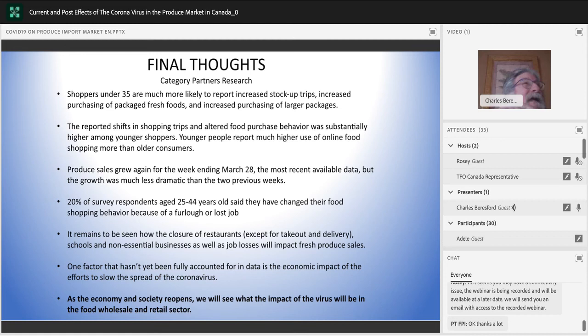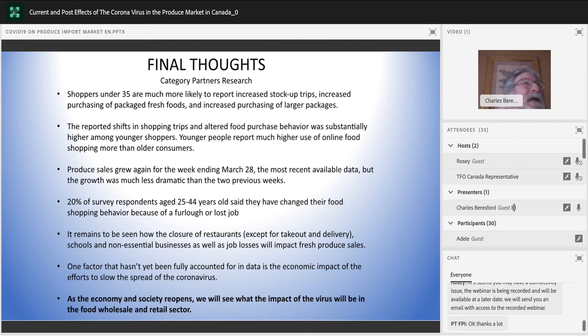Okay. Produce sales grew again at the end of March 28, according to the most recent available data, but the growth was much less dramatic during the last couple of weeks. Things are kind of normalizing, quote unquote. 20% of survey respondents aged 25 to 44 said they have changed their food shopping behavior because of the furlough or lost jobs. Well, I'm going to continue fast because there's a few things that I want to mention before we're gone.